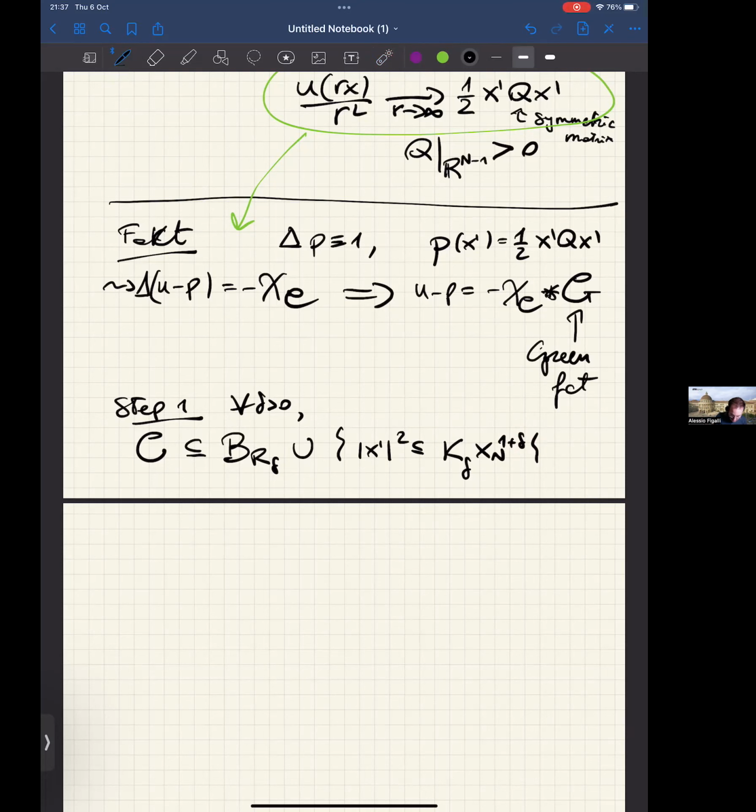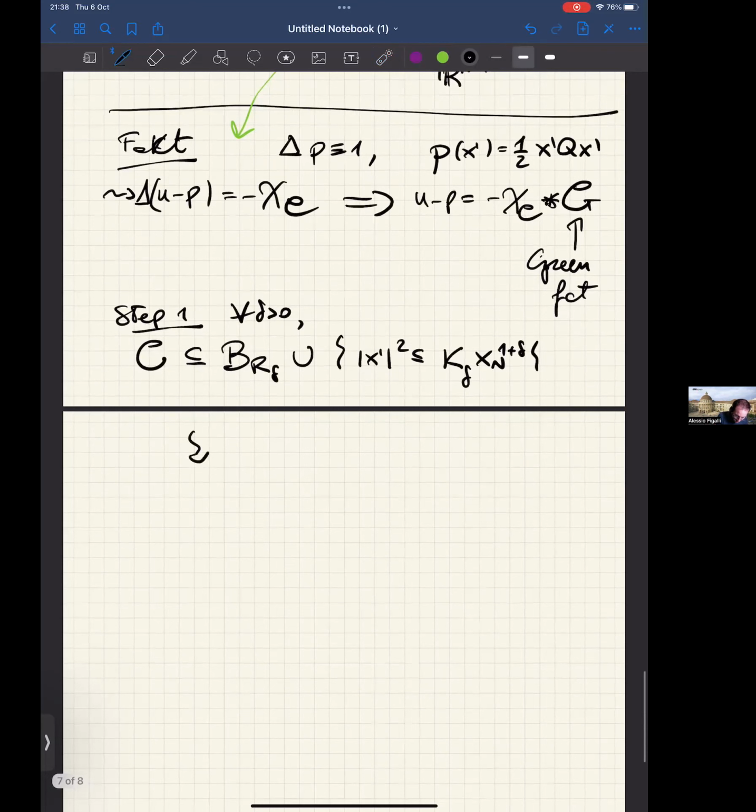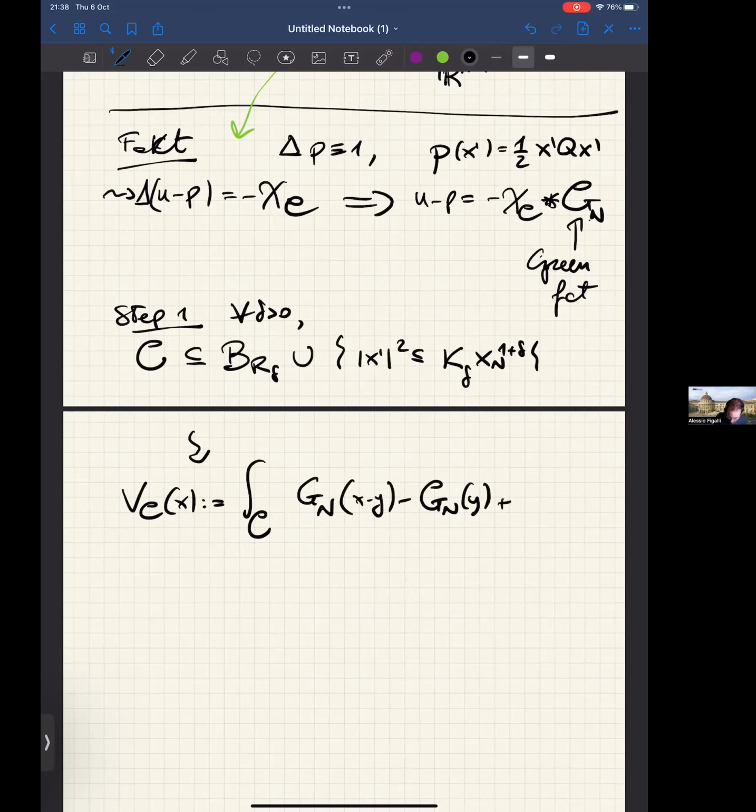Then thanks to this step one, you can define the following function. V_C of x will be the integral over the contact set of the Green function of the Laplacian, maybe G_n, n the dimension, in x minus y, minus the Green function on y, I will write in a second what this is, plus grad G_n(y) times x, dy, where G_n of z is the Green function of the Laplacian, so this is C_n z to the 2 minus n, okay?